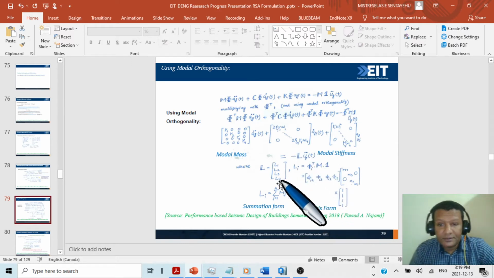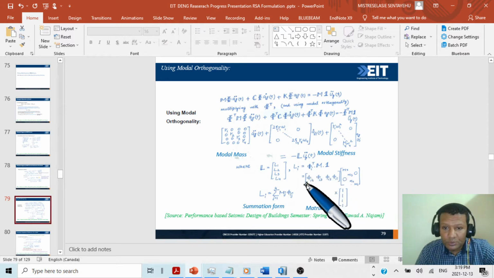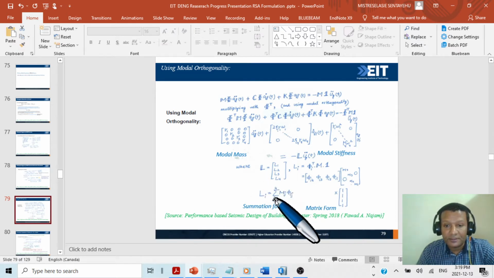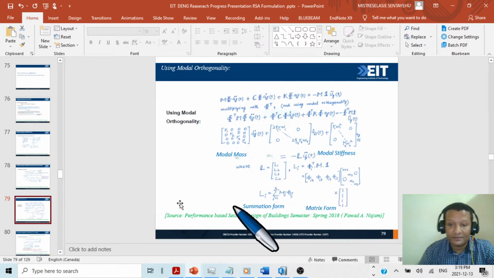As you can see, this means phi transpose, this is a transpose, phi i4, phi i3, phi i2, phi i1. So what does this mean? This is the i-th mode, and we have 4 floors, so this is for the 4 floors. This is also m4, m3, m2, m1 times the 1 vector here. This is in the matrix form. This is in the summation form: summation of mj times phi ij, so j from 1 to 4 floors, and i is the mode.